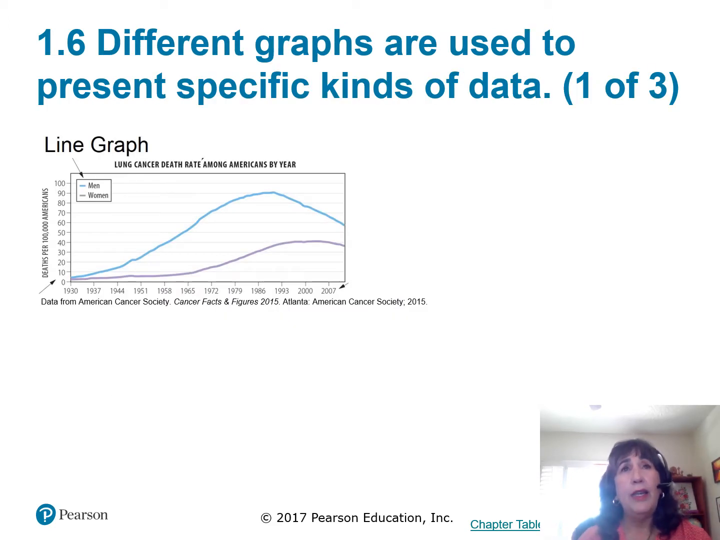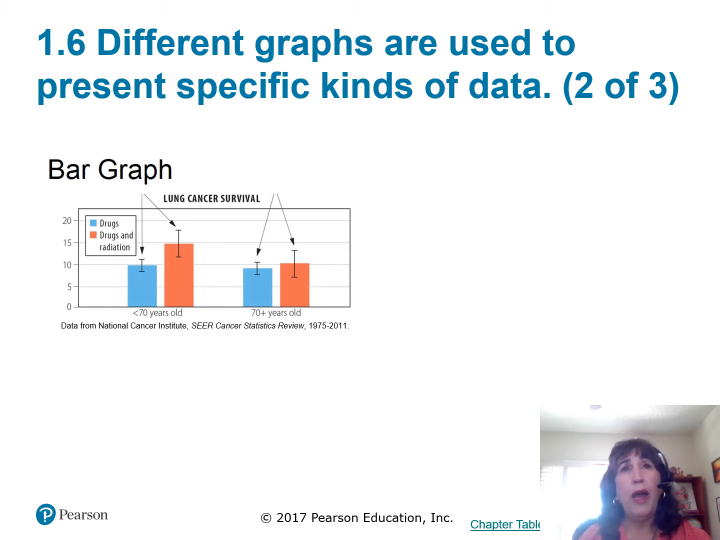In this slide, you see a graph, and this one is a line graph. It has a blue line and a purple line. The blue line is for men, and the purple line represents women. The x-axis has years 1930 to 2007, and the y-axis says deaths per 100,000 Americans. So you can see that the death rate is much higher for men than it is for women, in almost all years except for 1930.